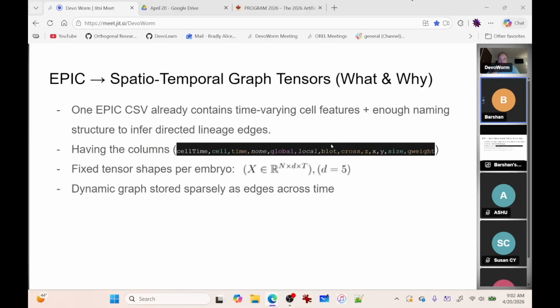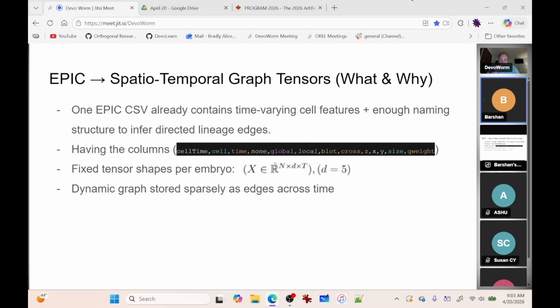So what we have here is one EPIC dataset. I bulk downloaded the entire CSV. We had around 220 CSV files with different data. So we have the columns over here, which are the cell, time, none, global, local, plot, and we have the XYZ coordinates, the size, and the gene weight.